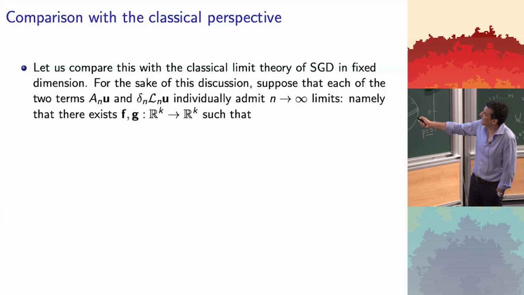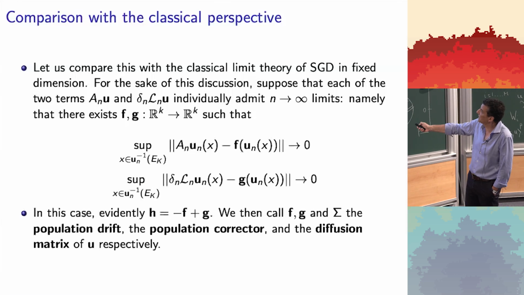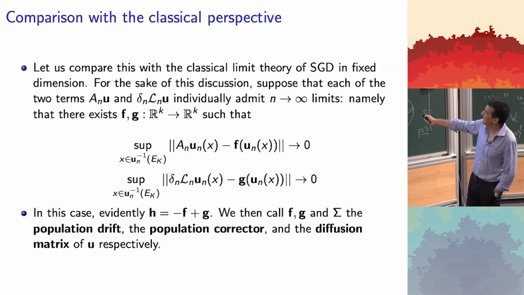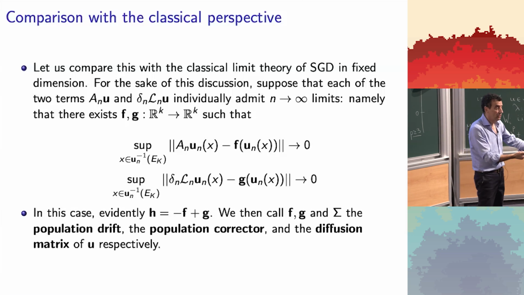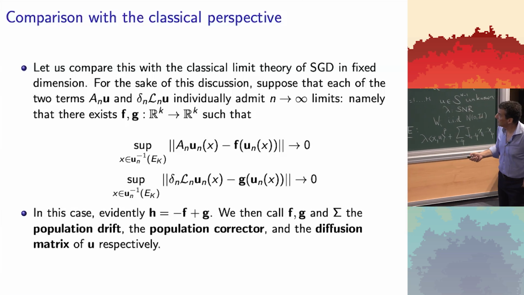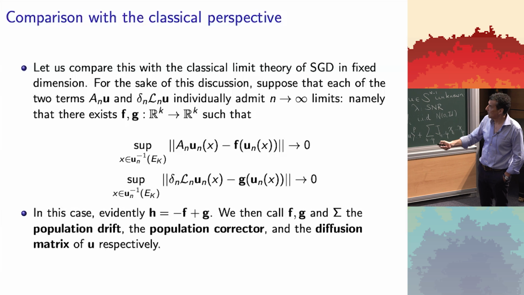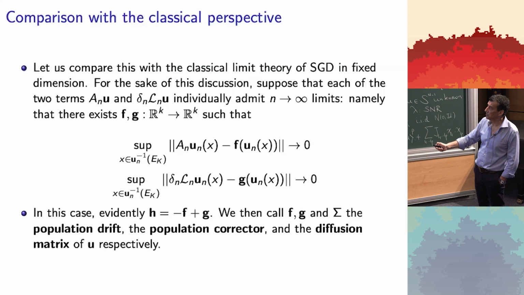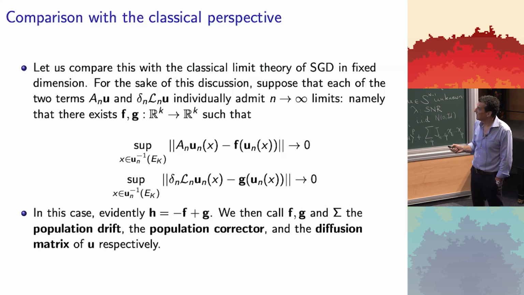But in fact, you could get it by these two being separated in f and g. So this is what I'm saying here: A(u) minus f of u goes to 0. So A(u) is essentially f of u, and delta L(u) is essentially g of u. These are very natural assumptions for what I want to do. And then in this case, my drift term, h, is in fact minus f plus g. f is called the population drift, and g is called the population corrector, and the diffusion matrix that I had in the equation is called the diffusion matrix of u.